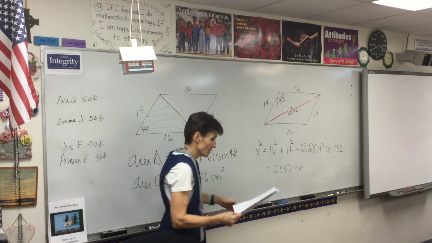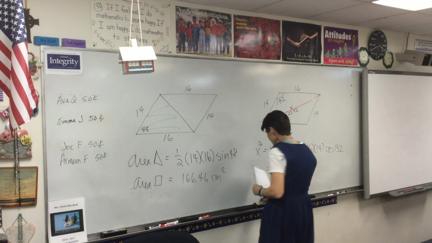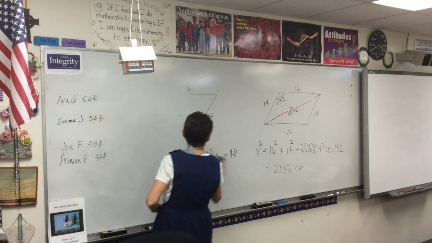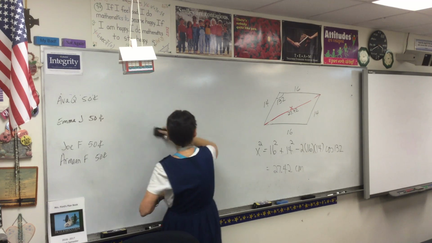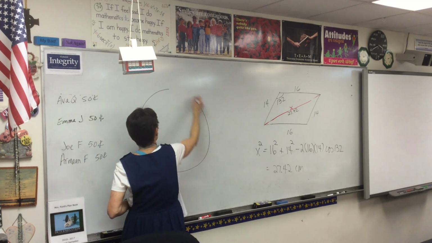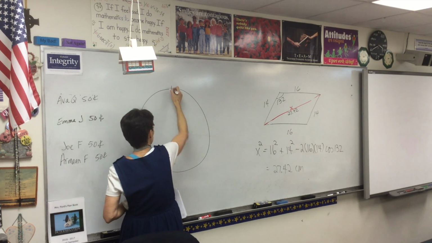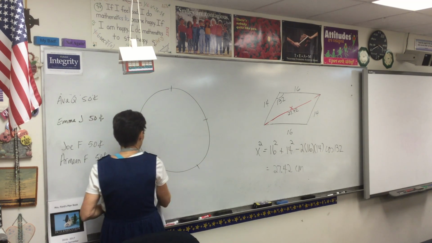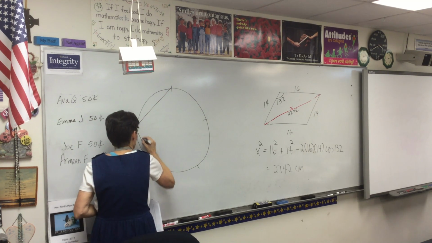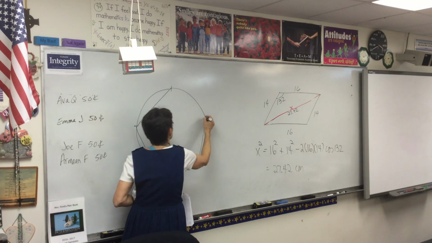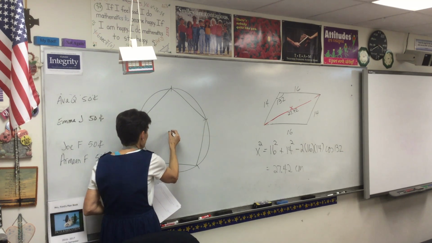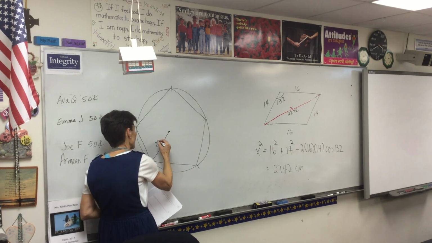One more. Find the area of a regular pentagon inscribed in a circle of radius 28 inches. Okay, it's a regular pentagon. So let's draw our circle. How many hash marks do I need this time? 5, as evenly spaced as I can. Connect the dots. There's my pentagon. And the radius, so let's go to a vertex here. The radius is 28.